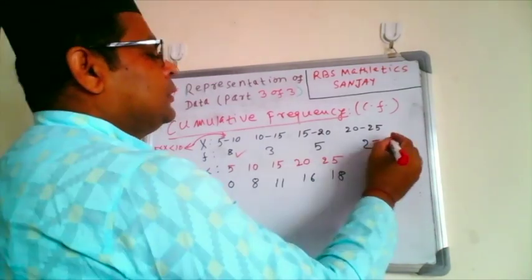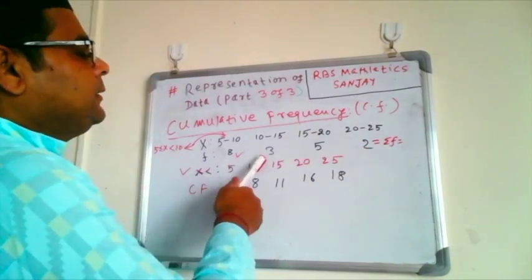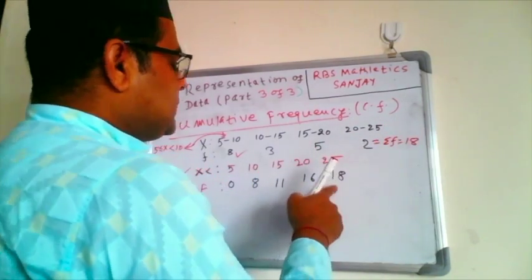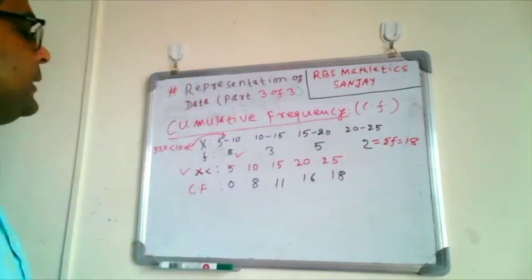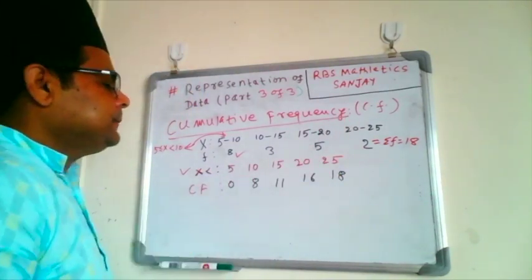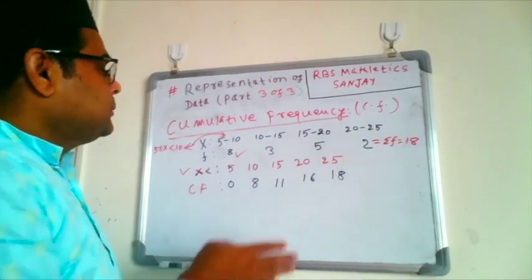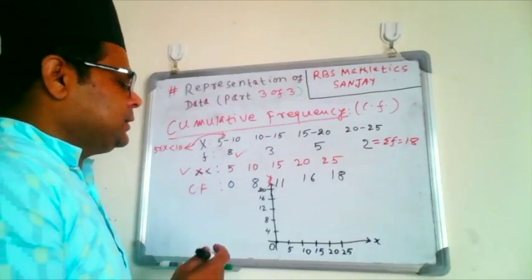And let's check the total frequency f. In this case it is 8 plus 3 is 11, and 5 is 16, 17, 18. So the last cumulative frequency is in fact the total frequency. Alright, so in this way we can construct the cumulative frequency table from the given class intervals. So this is in fact the table in this case.